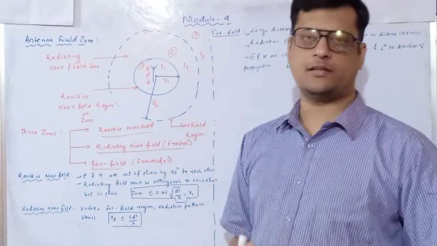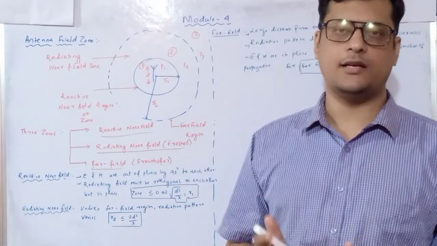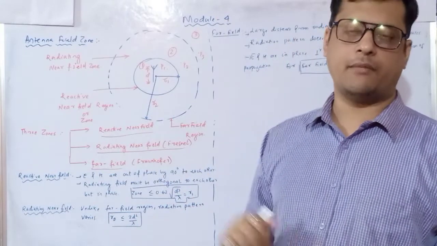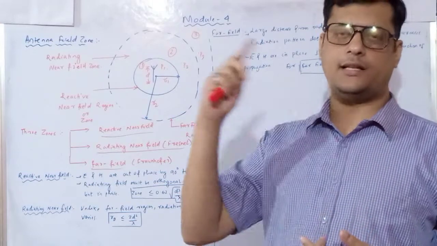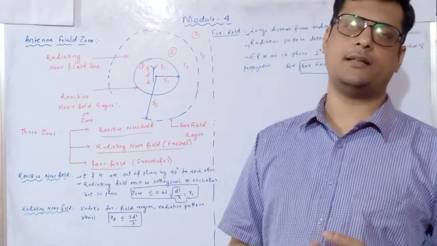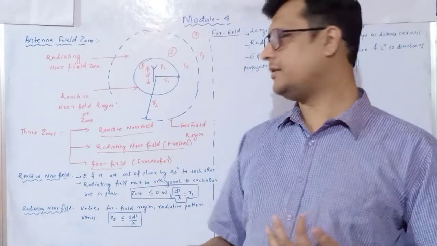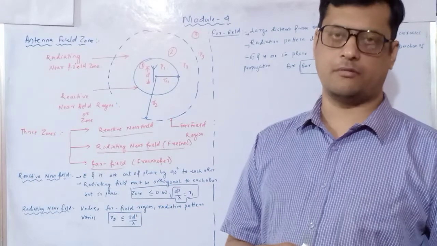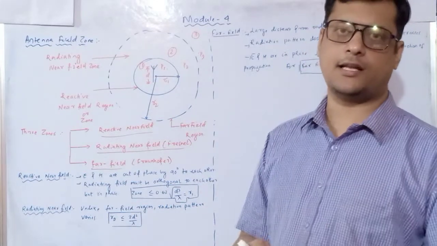Suppose my point is at P1, P2 and P3. If my observation point is P1, that means I am in region 1. That is called the reactive near field zone. If my point is P2, that means it lies between two regions, the first region and the third region. The first region is the reactive near field zone and the third region is the radio far field zone, also called the Fraunhofer zone. In these regions, let's see what changes there are.